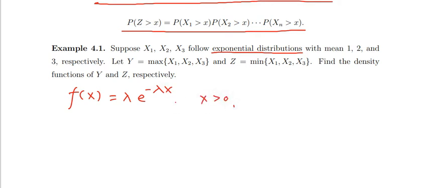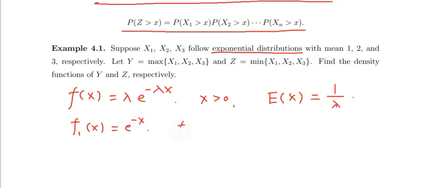So this mean equals 1 over lambda. Okay. So mean is not lambda, it's 1 over lambda. So if the means are 1, 2, and 3, then we can write their density functions, right? We said the density function f1(x) is just equal to e^(-x).